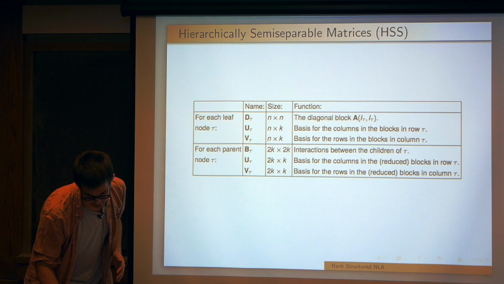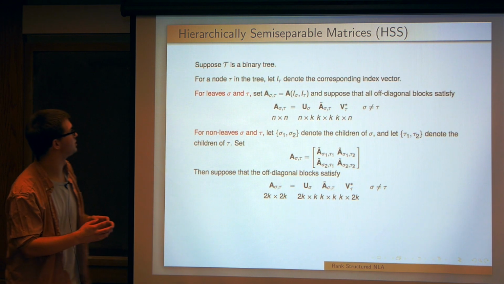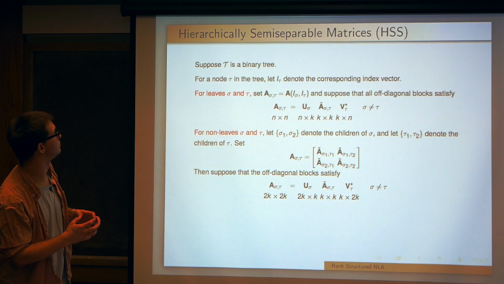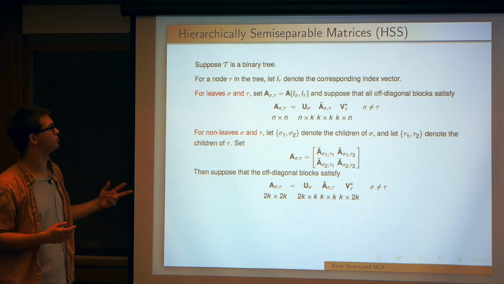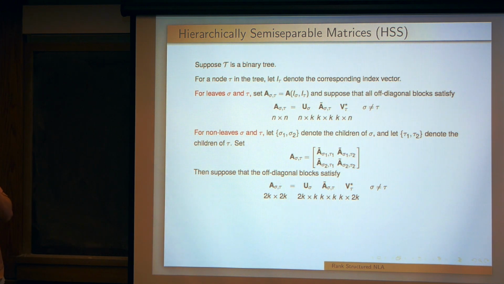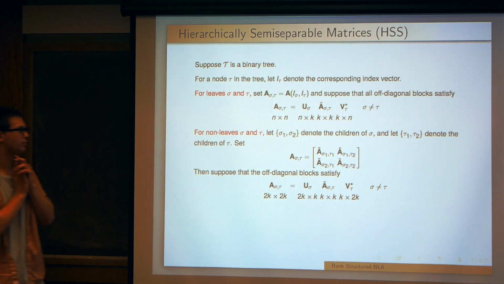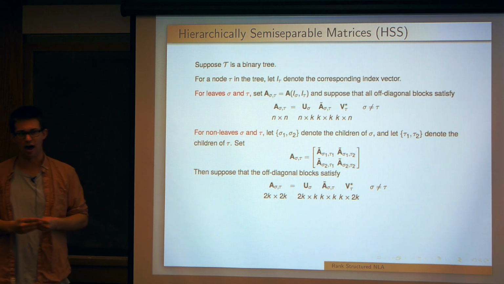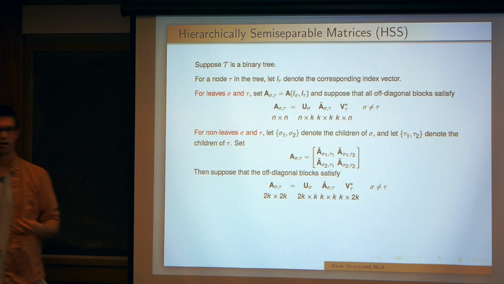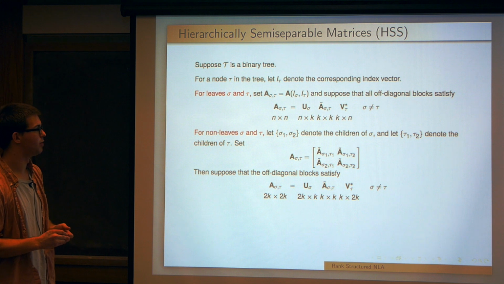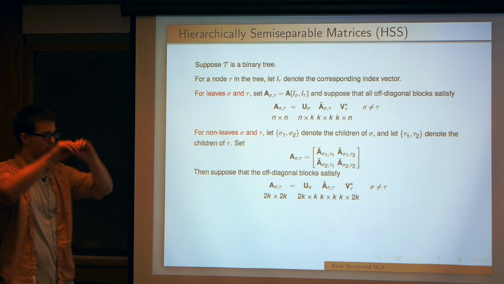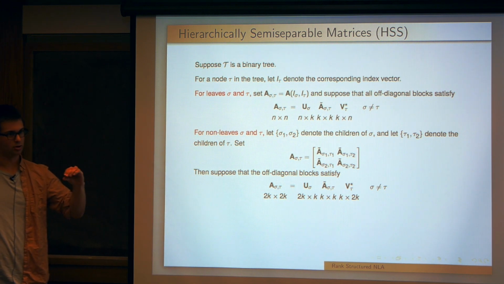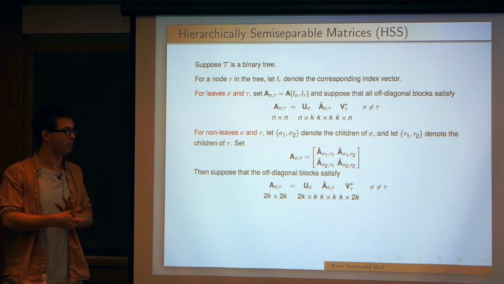Okay. So the formal definition of an HSS matrix is that, suppose that T is a binary tree. I'll let you read it. So it's basically everything we've been saying. It's a matrix that has off-diagonal blocks that satisfy this property, and moreover, you have these HSS block rows that also satisfy the nesting property.